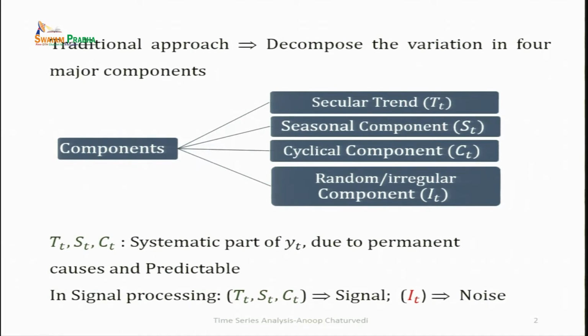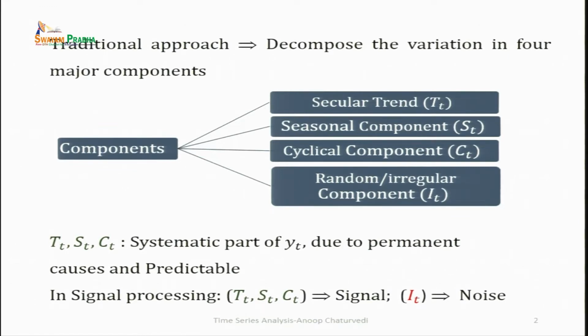We denote the secular trend by T_t, seasonal component by S_t, cyclical component by C_t, and random or irregular component by I_t. We have to decompose the time series into these four components. What are these components? I am going to discuss that in detail later. Among all these four components, the first three components T_t, S_t and C_t represent the systematic part of the time series. Suppose we denote the time series by Y, then the first three components denote the systematic part of Y, and these three components are due to permanent causes, and they are predictable.